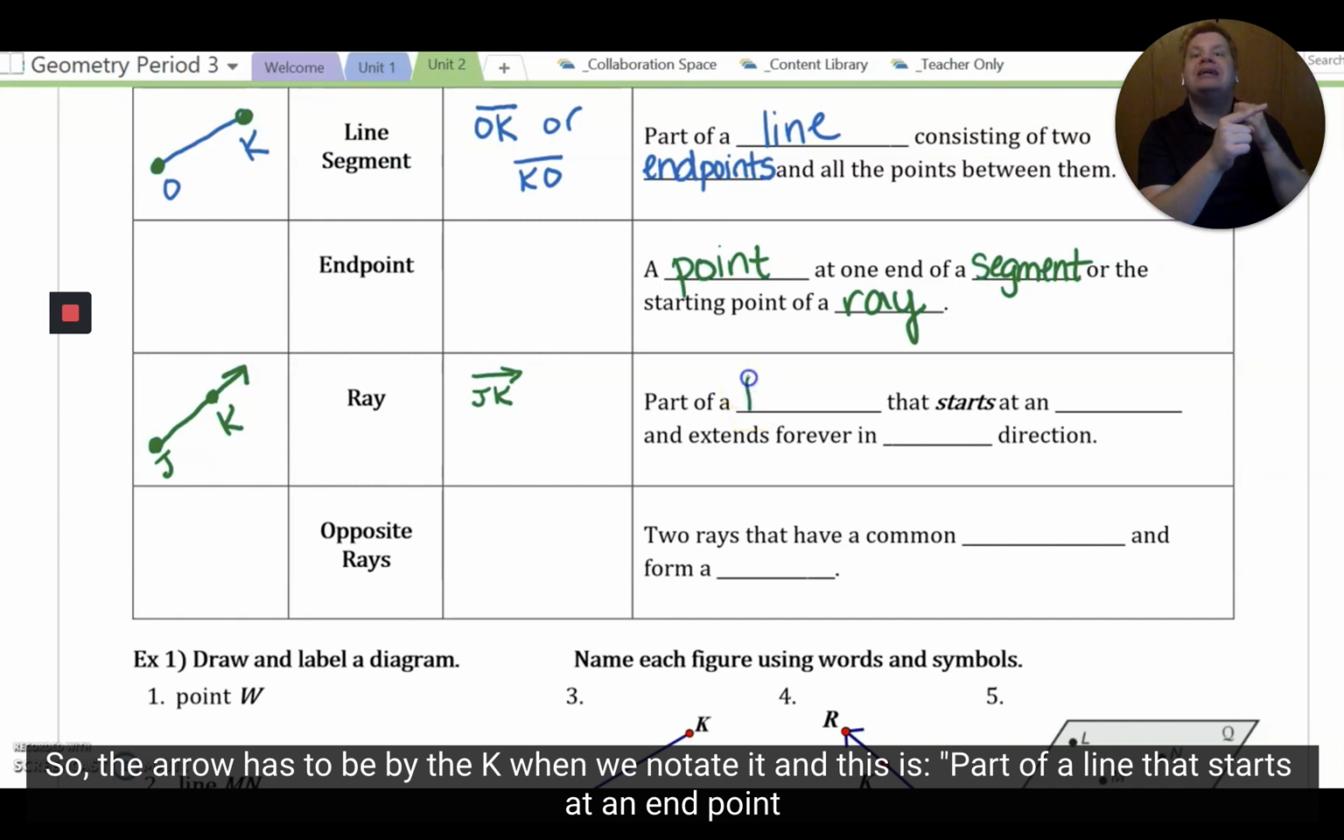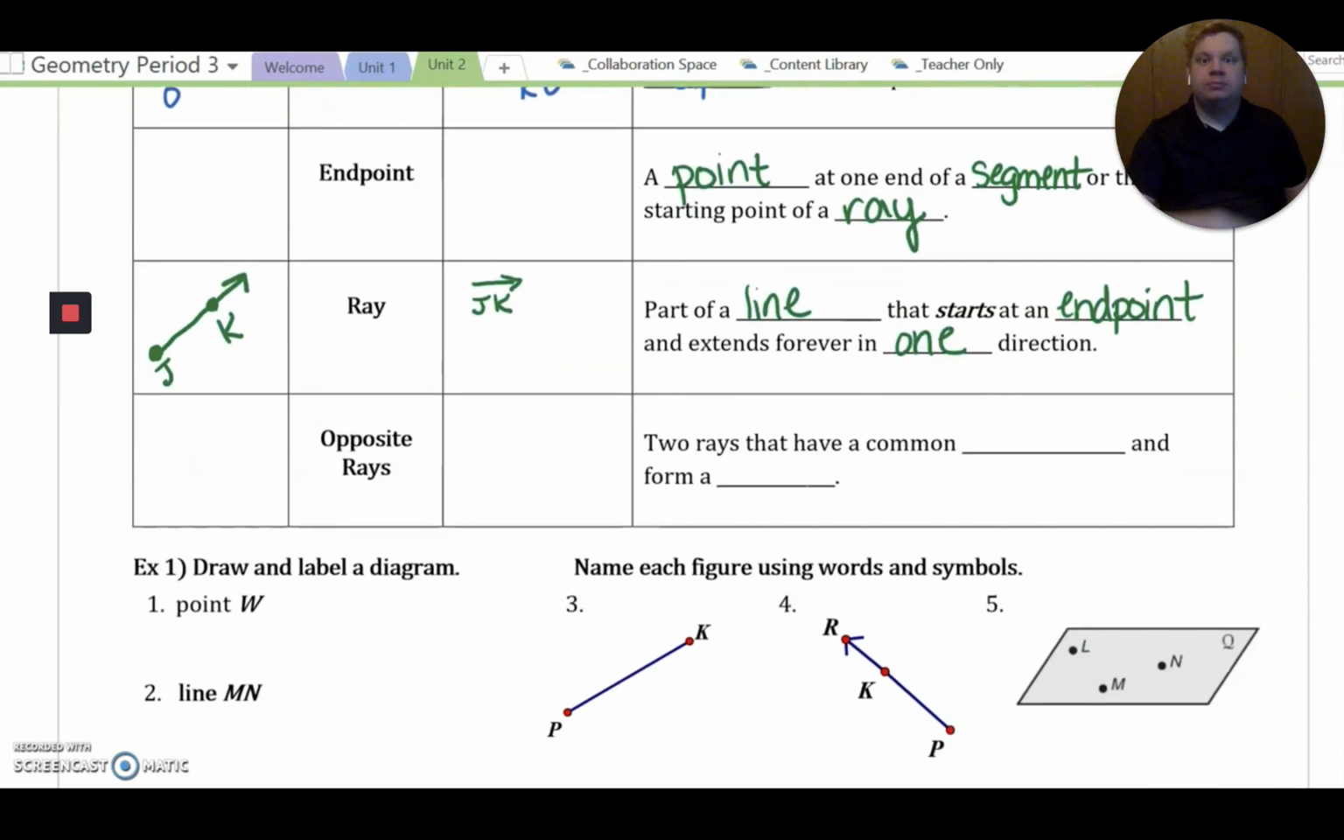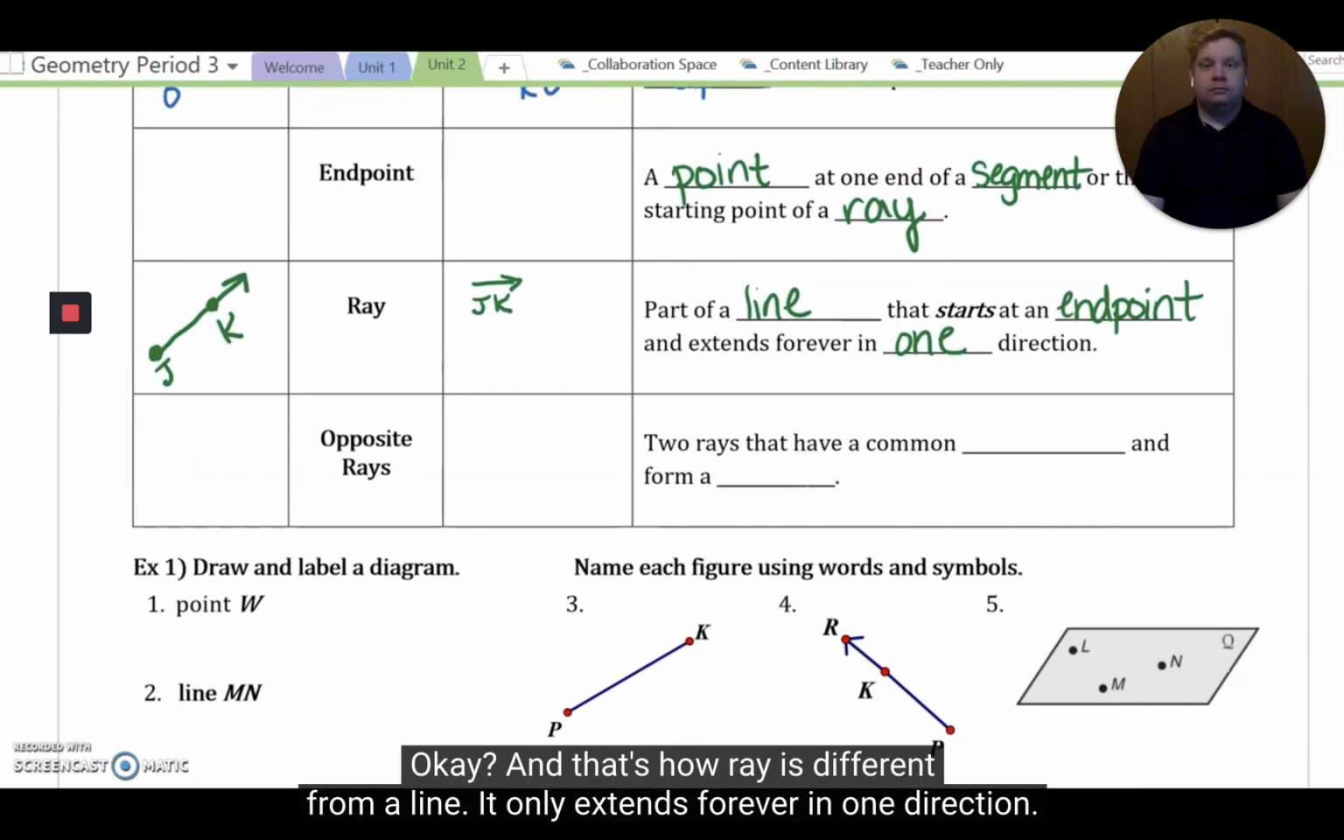And this is part of a line that starts at an endpoint and extends forever in one direction. Okay, and that's how a ray is different from a line. Only extends forever in one direction.